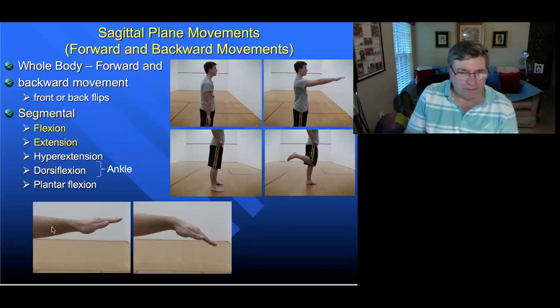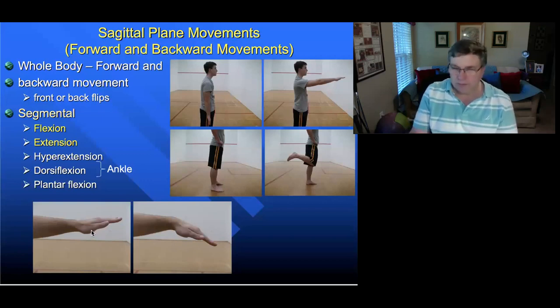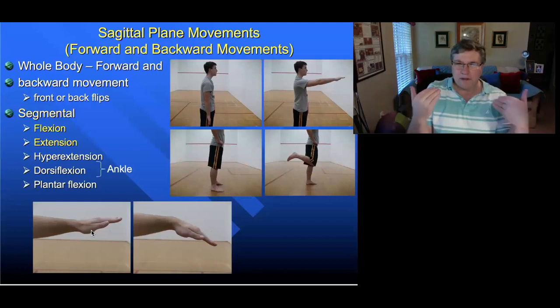And then we've got wrist flexion. Movement in the opposite direction would be extension. So movement away from the anatomical position, flexion. Movement back to the anatomical position is extension.